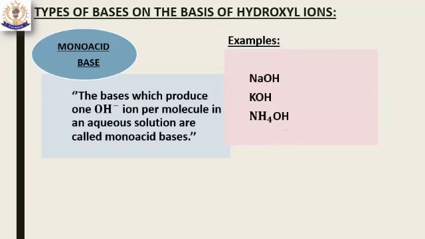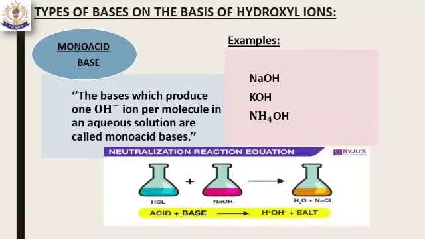Now, why are they called monoacid bases? Students, you are familiar with a reaction called neutralization reaction, in which a base reacts with the acid and forms salt and water. Here, NaOH having only one hydroxyl ion can neutralize only one acid molecule. So that's why it is called a monoacid base, because it can neutralize only one acid molecule at a time.